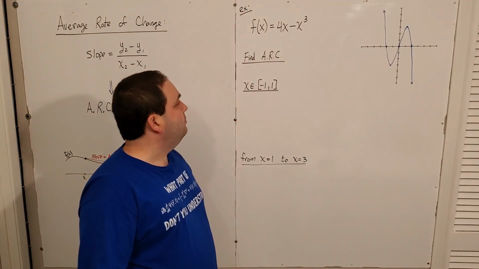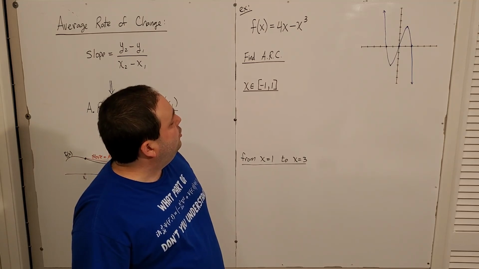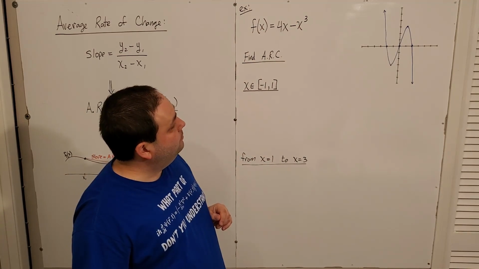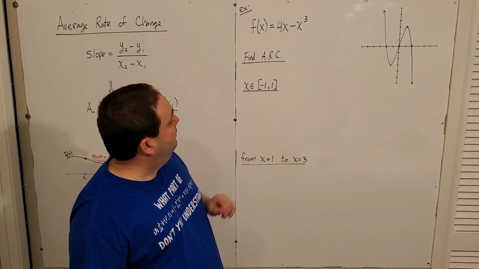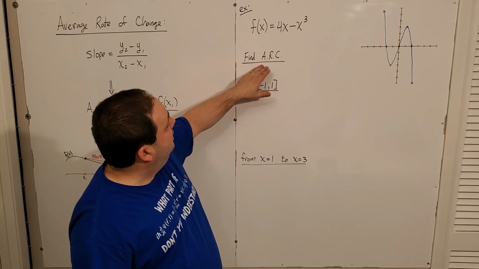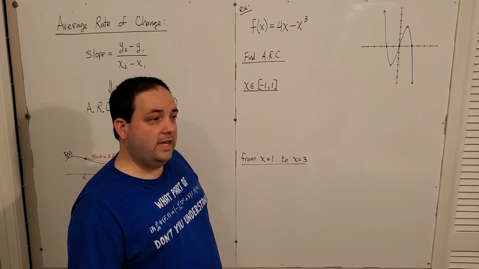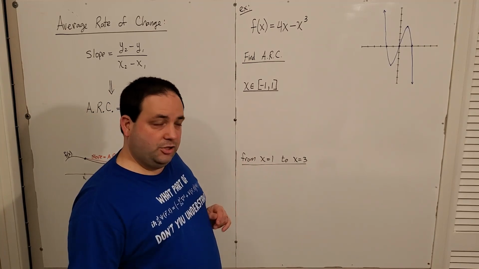So let's get an example in here. I have this function 4x minus x cubed, right? There's a very rough graph of it there. And then I want to calculate the average rate of change on 2 different intervals so that you can see that it is in fact constantly changing.